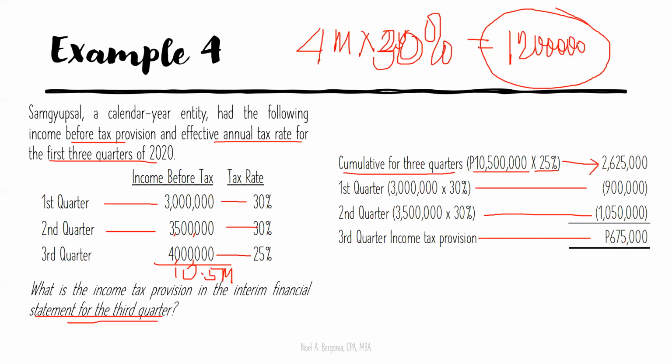Okay? So again, the income tax provision is 675,000. Okay? So again, if you have questions, please let me know. And finally, okay, let's have example number 5.